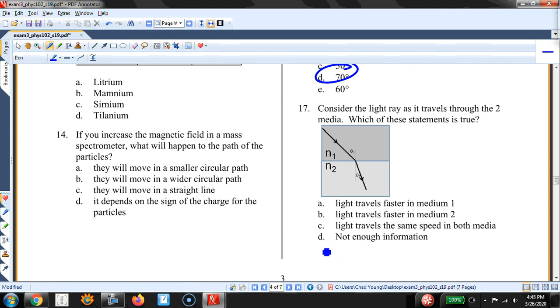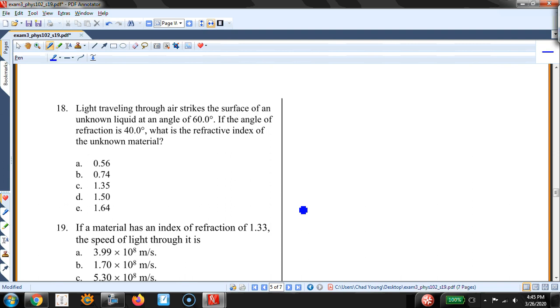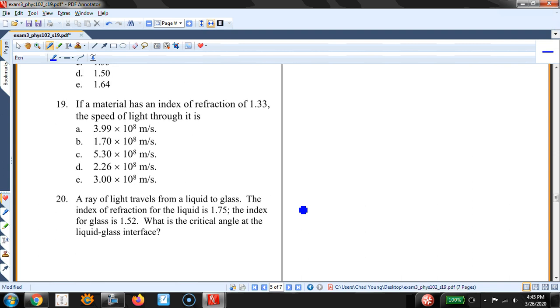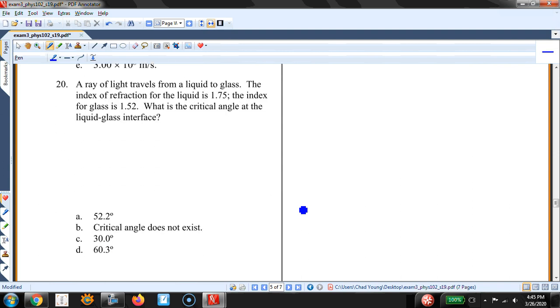Which of these statements is true? Does light travel faster or slower? Well, if it's traveling along here, it's going to slow down, so this will speed around, so light travels faster in medium 1. Here's some speed of light ones. Here's a critical angle. Remember, that's n1 sine theta c is equal to n2 sine of 90. That is how we define the critical angle.